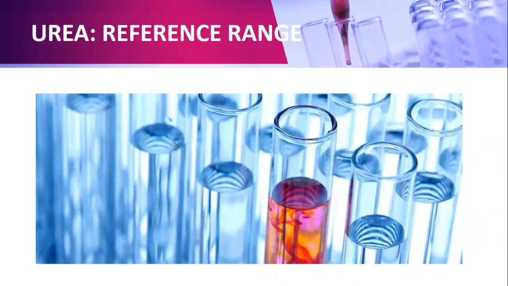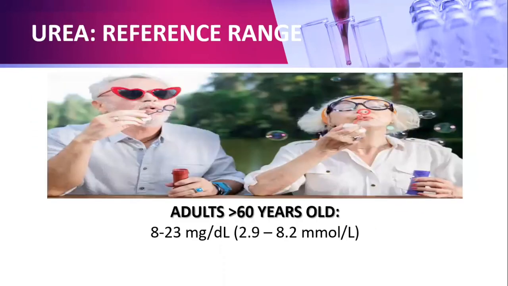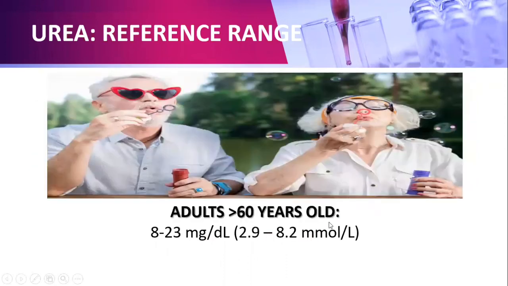The reference range for BUN are as follows. For healthy adults, the normal level for urea is 6 to 20 milligrams per deciliter or 2.1 to 7.1 millimoles per liter. While for elderly adults, aged 60 years old and above, the normal level is 8 to 23 milligrams per deciliter or 2.9 to 8.2 millimoles per liter.